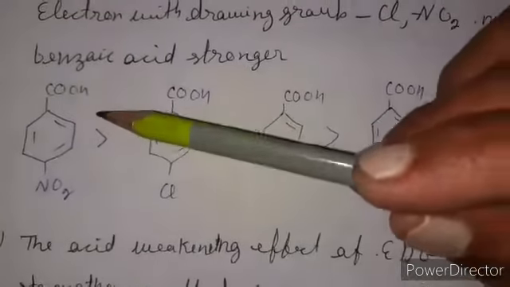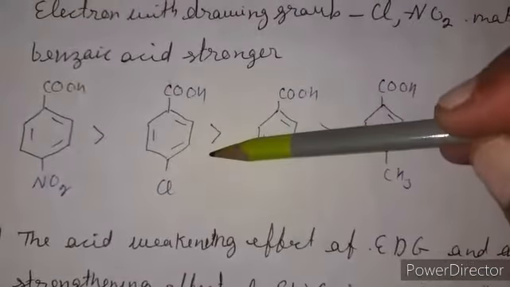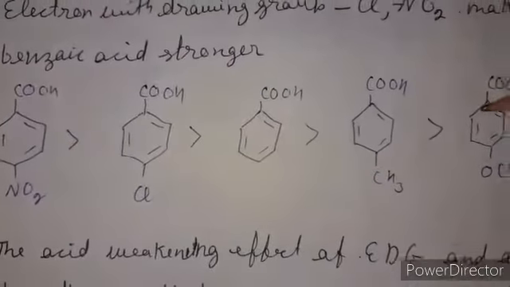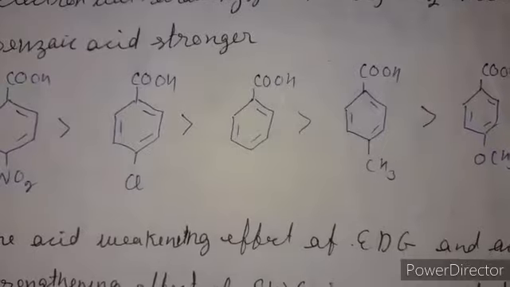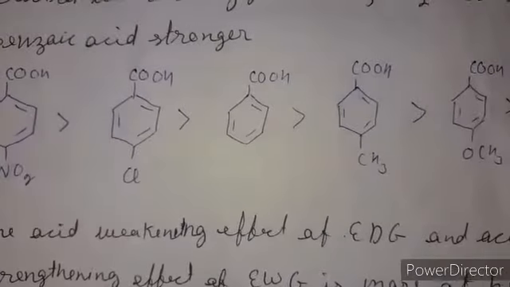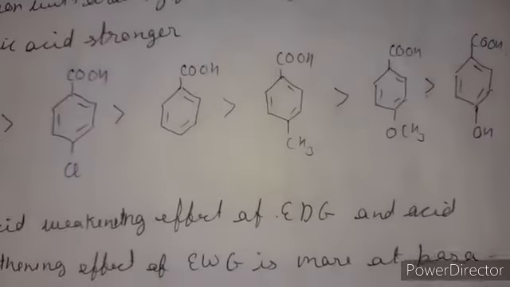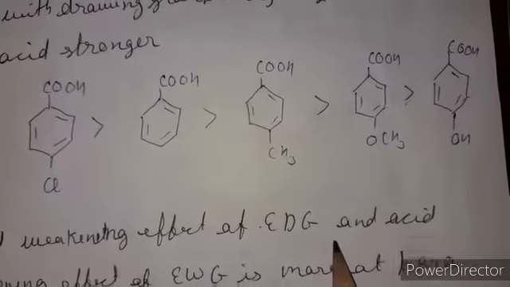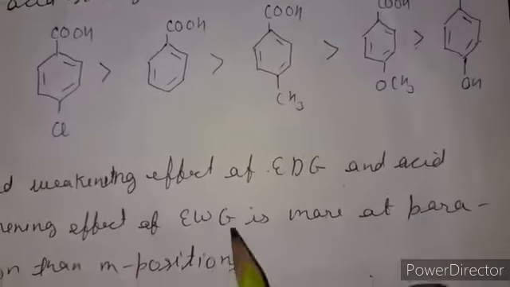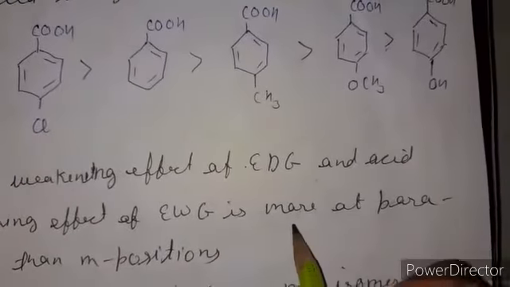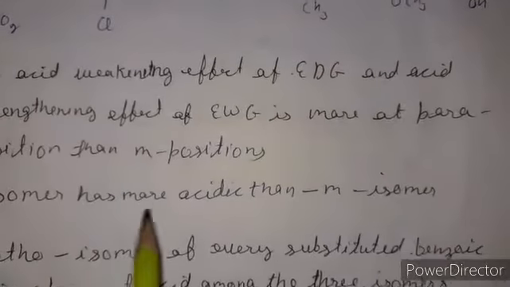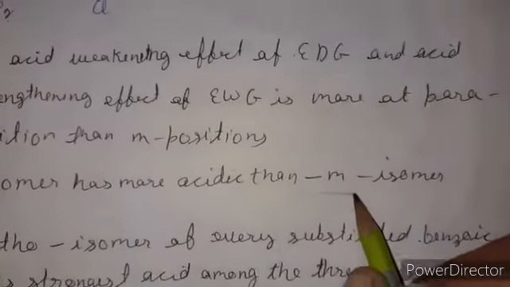So nitrobenzoic acid is more acidic as compared to chlorobenzoic acid, as compared to benzoic acid, as compared to methylbenzoic acid, as compared to methoxybenzoic acid, as compared to hydroxybenzoic acid. The acid weakening effect of an electron donating group and the acid strengthening effect of an electron withdrawing group is more at the para position than the meta position, but the para isomer is more acidic than the meta isomer.